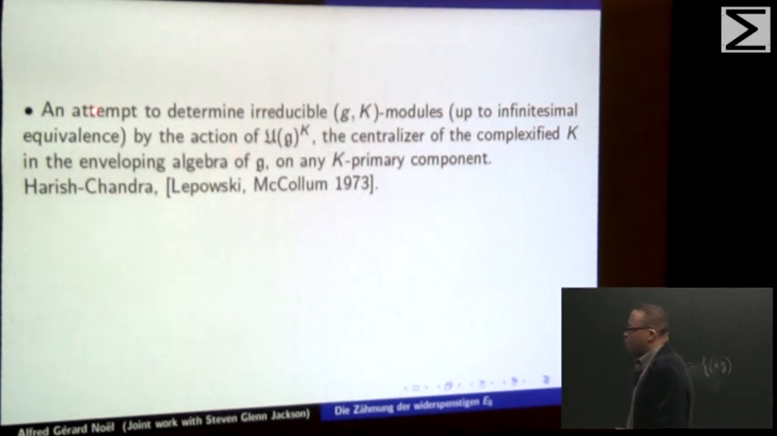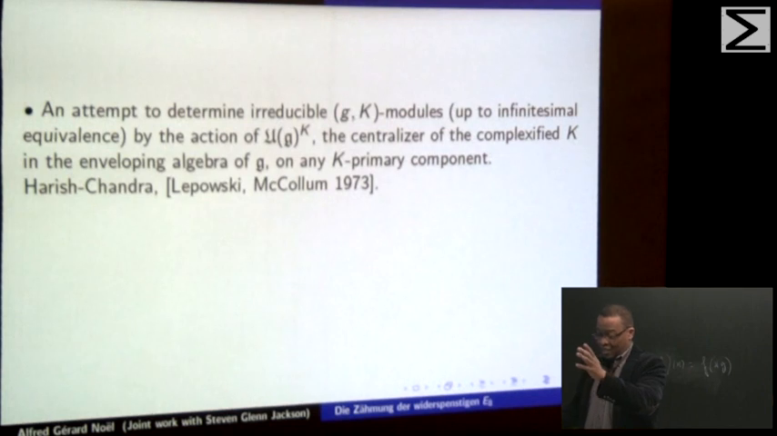But my talk will be related to a different point of view. Kostant is one of the proponents of this. It is the idea of looking at the action of the centralizer of K in the universal enveloping algebra on each K-primary component. What I mean by that is that the irreducible pieces that are the same, you just lump them together.